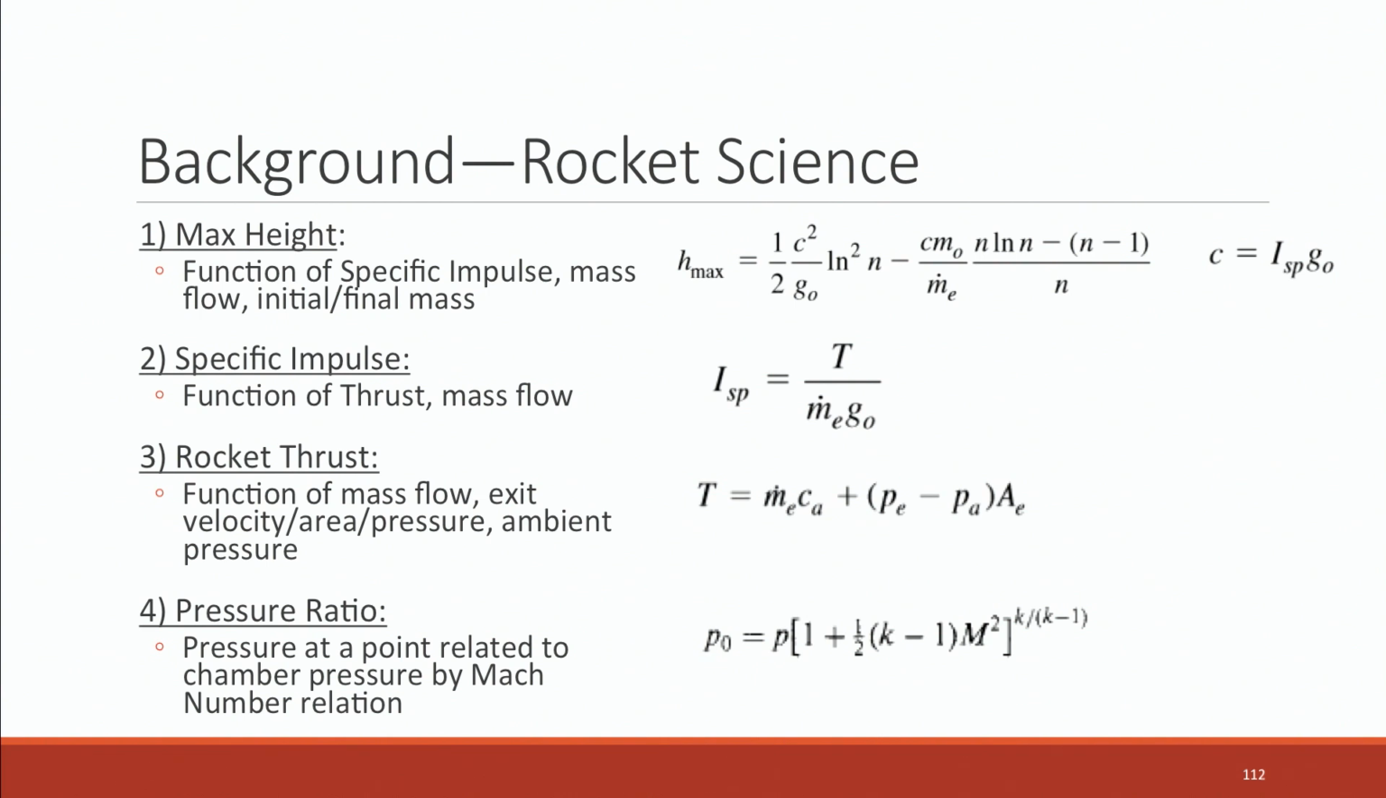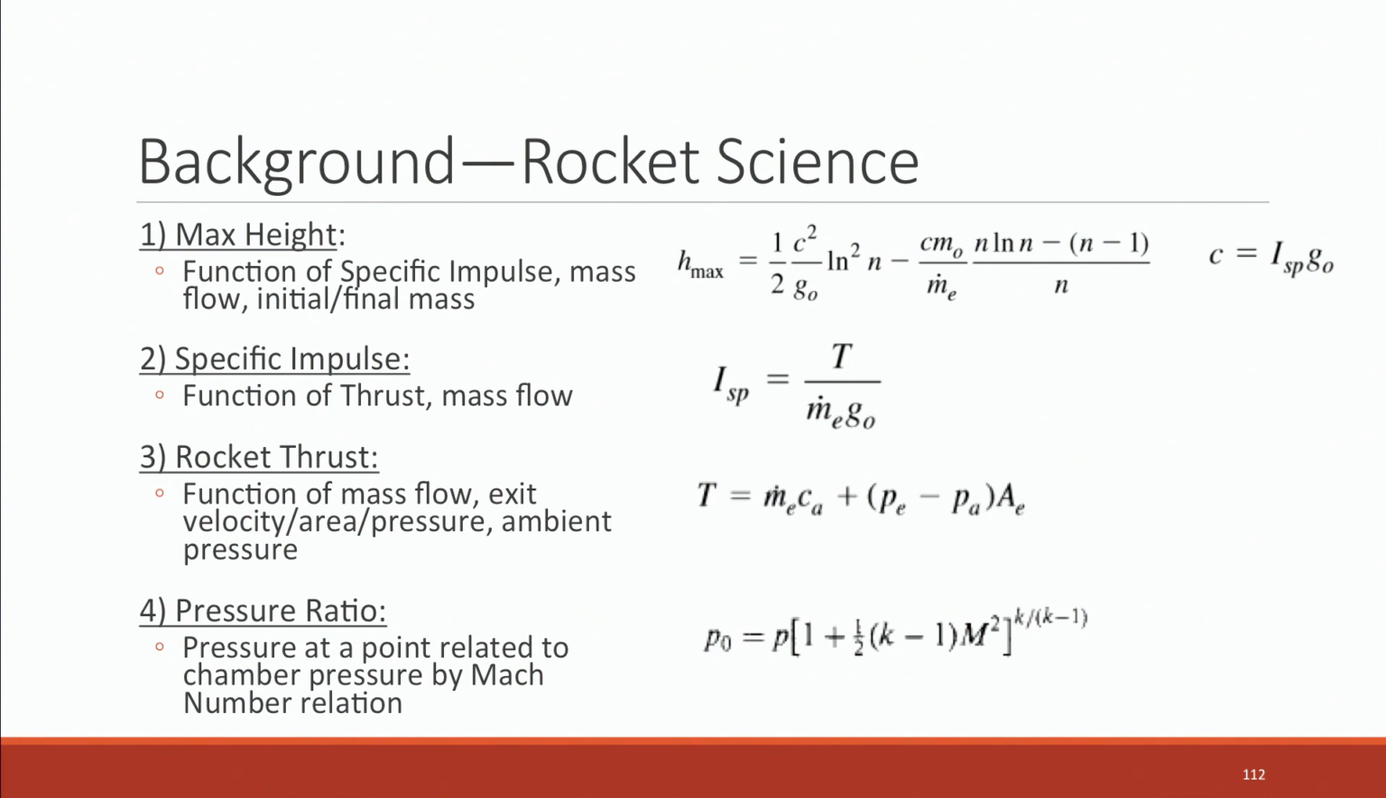A little bit of the background, the theory behind all of this: we can get a pretty good estimate of the maximum altitude reached by a rocket based on the first equation at the top. That's a function of specific impulse and mass flow. Specific impulse is basically the efficiency of the rocket, how much thrust you get out based on how much you're throwing out the back of the rocket.